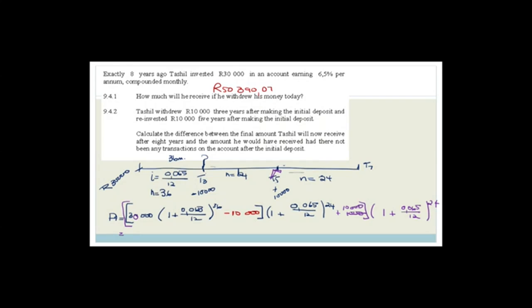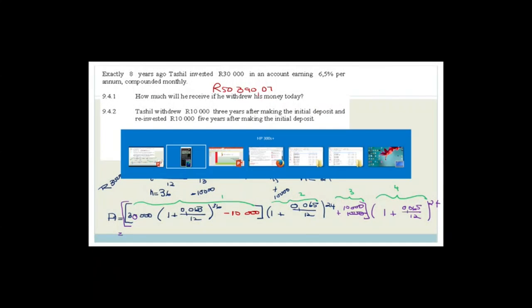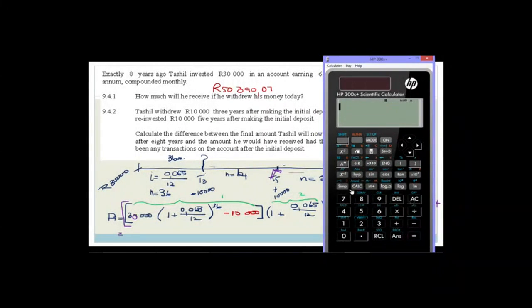So the best way to do this is to do the first big bracket. We're going to do the first big bracket, this one here. Then we're going to multiply it by this. Then we're going to add this, and then we're going to multiply by that. So let's get the calculator out and clear it, and let's start at the beginning.